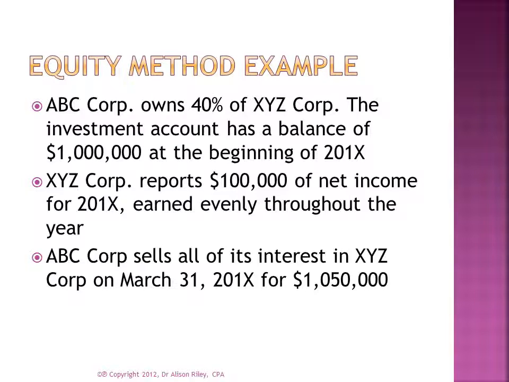Suppose ABC Corp owns 40% of XYZ Corp. The investment account has a balance of $1 million at the beginning of 21X. Suppose also that XYZ Corp reports $100,000 of net income for 21X, earned evenly throughout the year. Now assume that ABC Corp sells all of its interest in XYZ Corp on March 31st, 21X for $1,050,000.